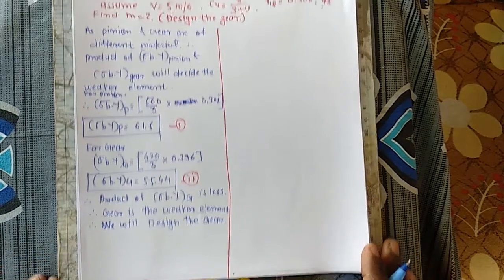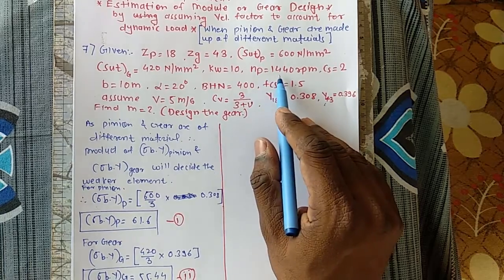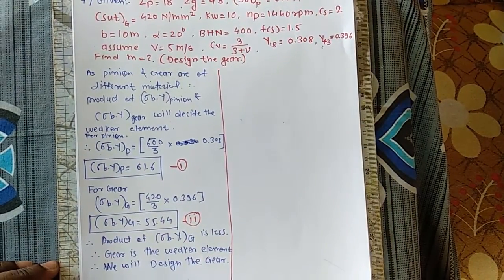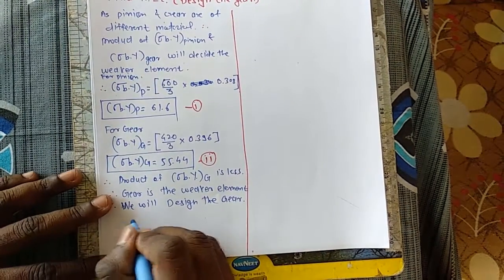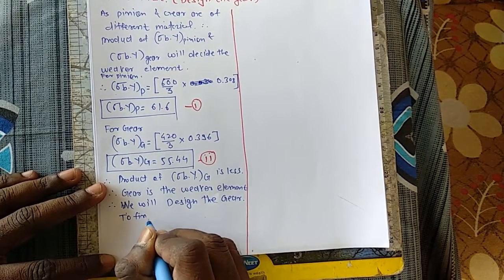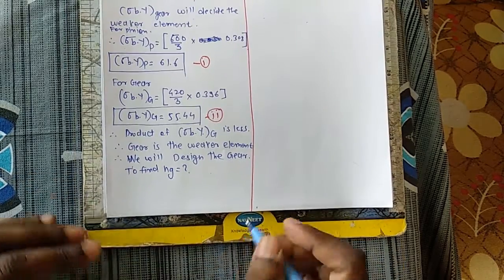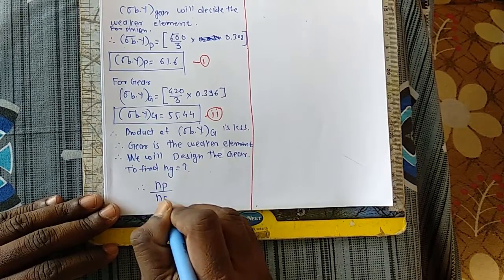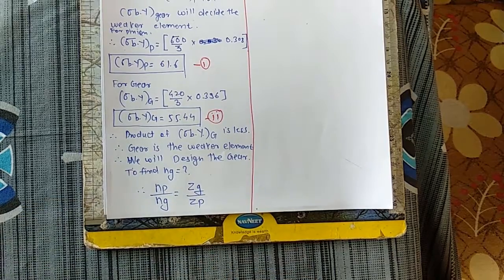So as we have to design the gear, we should also know what is the RPM of gear because we are knowing the RPM of pinion. So what I will do, I will calculate the RPM of the gear. RPM is nothing but revolution per minute. So to find NG, NG means RPM of gear, I can write NP by NG is equal to ZG divided by ZP.